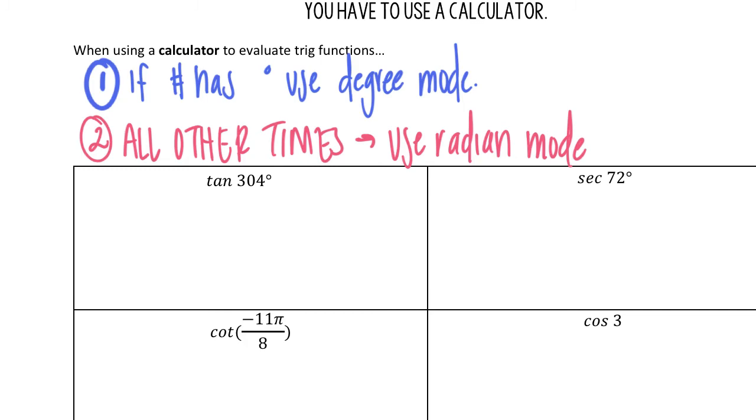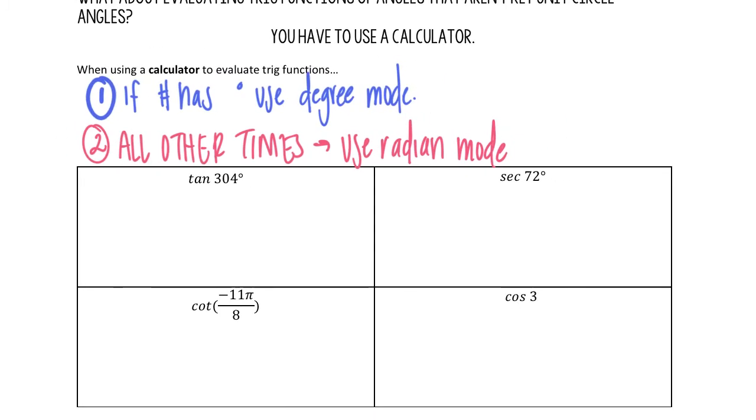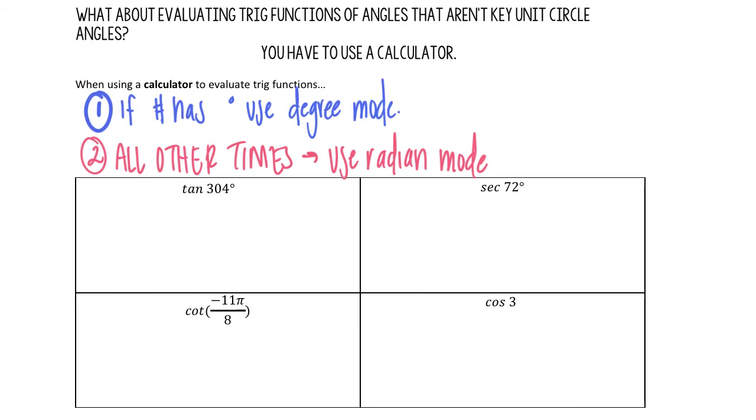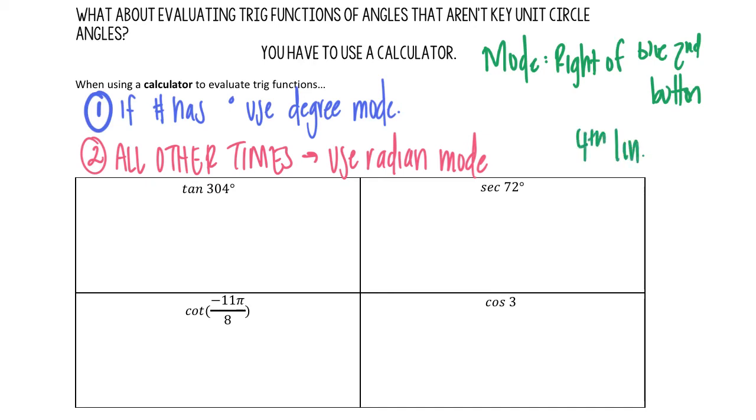Now this mode that I'm referring to is a mode that can be found on your calculator. And I'm not tech savvy enough to switch screens and show you this on the calculator. So to find the mode button on your calculator is to the right of the blue second button. If you click on that and go to the fourth line down, you'll notice that it says radian or degree. Toggle over the one that you want the mode to be in, radian or degree, and press enter.